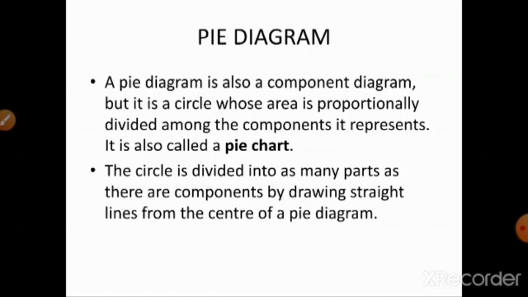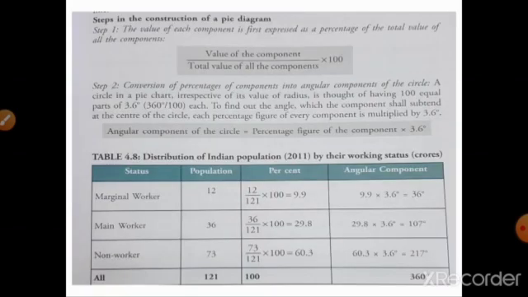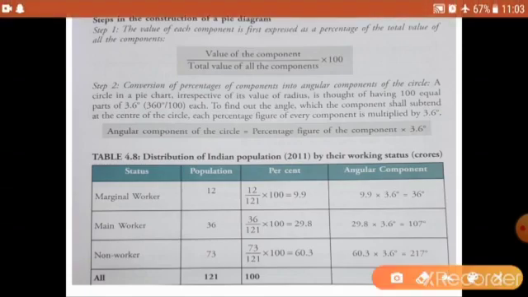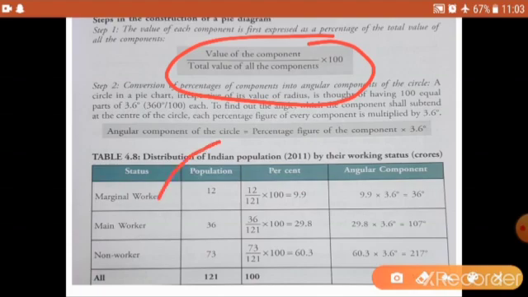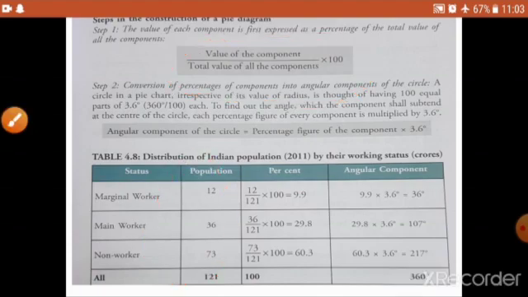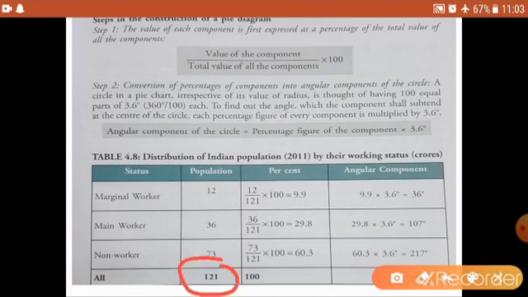Here you can see the calculation given for finding the percentage: the value of a component divided by the total value of all components, into 100. How do we find it? The question will give all these values, so we add them together to get the total. Then we divide each individual value by the total, into 100. Why do we multiply by 100? To find the percentage.